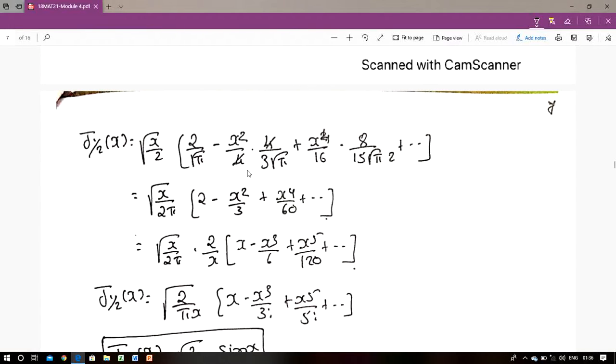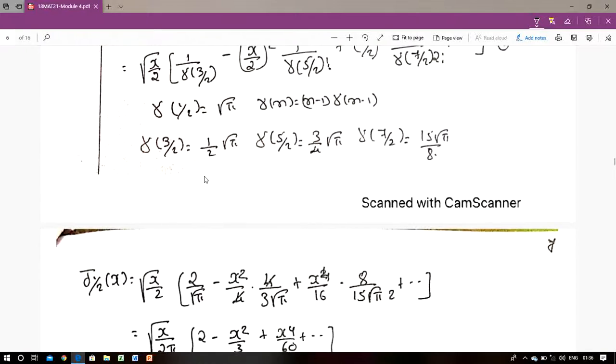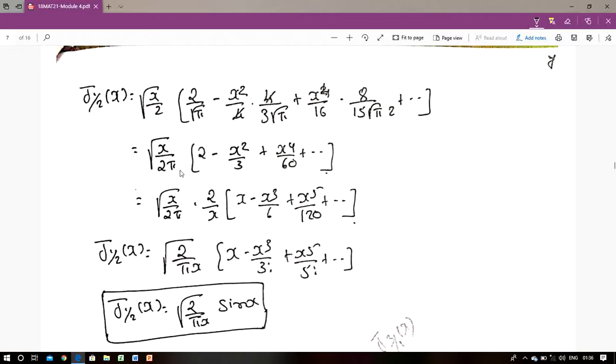Now here, see, each term contains root pi, so take root pi as a common factor, and divide and multiply it by 2, that is 2 by pi. Root of 2, here 2 root pi take it outside, then it can be written as root of x by 2 pi into 2 minus x square by 4 cancel 3. Next here x to the power of 4 by 60. Then root of x by 2 pi into, here in this series take 2 by x as the common factor, it becomes x minus x cube by 3 plus x to the power of 5 by 120.